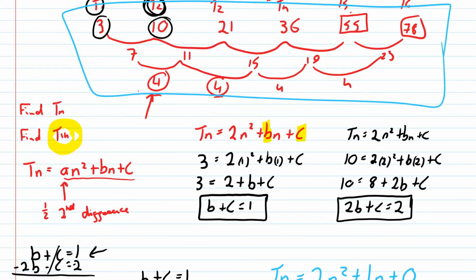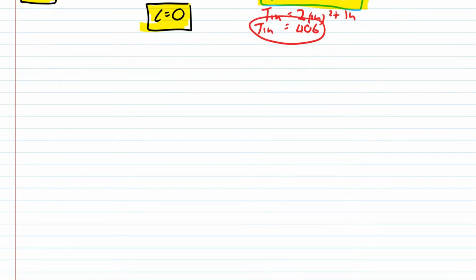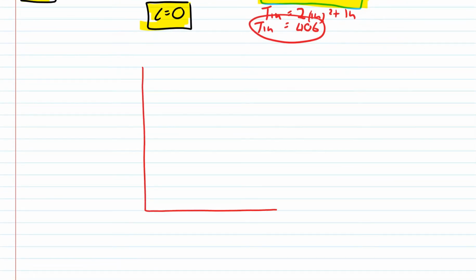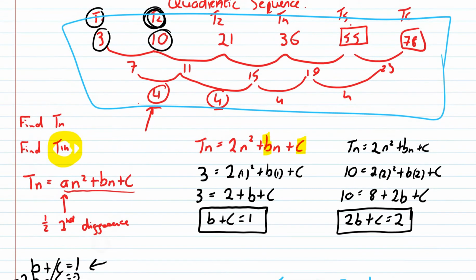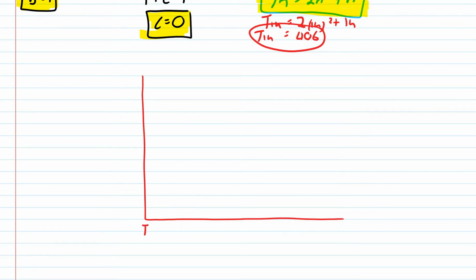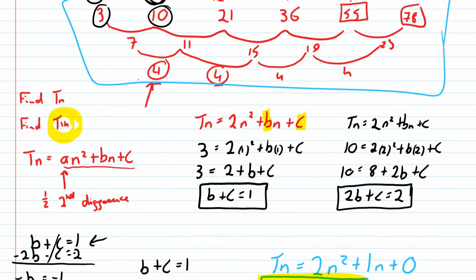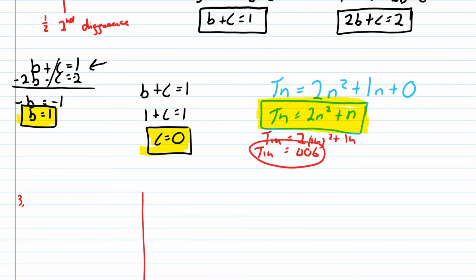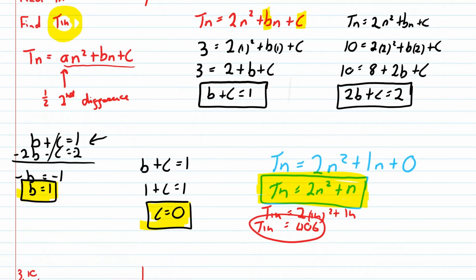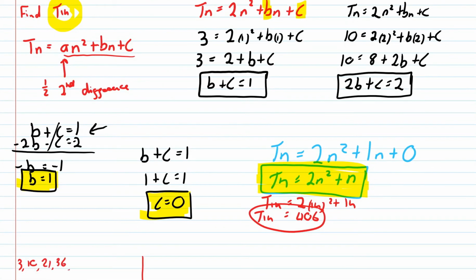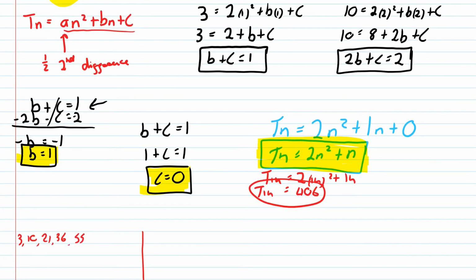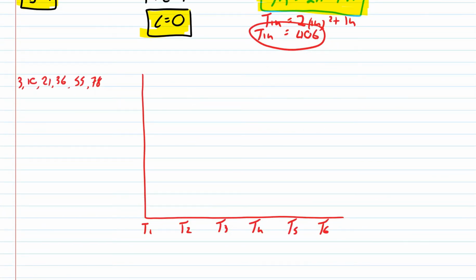Likewise, I could be asked to draw this. Okay, now you'd be using a ruler. We have 6 terms, so T1, T2, T3, T4, T5, T6. Let's go with the terms 3, 10, 21, 36, 55, 78. I'm just writing them here the way I want it to keep flicking back. Go up in tens. 10, 20, 30, 40, 50, 60, 70, 80.